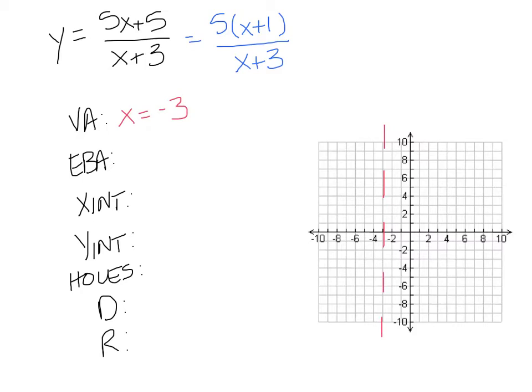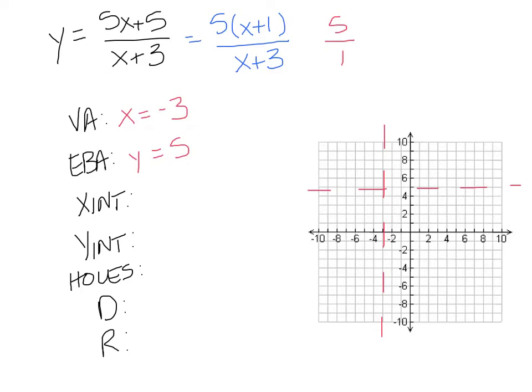Now my end behavior asymptote, if the degrees are the same, is the ratio of the leading coefficients. So in this case, my leading coefficients are 5 and 1. So my end behavior asymptote is at y equals 5. If you were to put this in transformation form, you would see that the graph has been shifted to the left 3 and up 5.